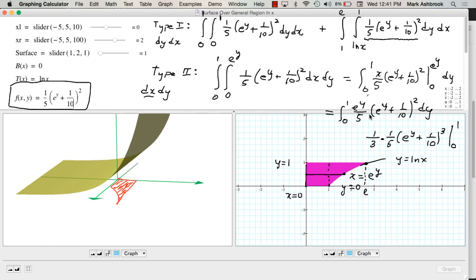And this can be 0, minus 0, right? When you plug 0 in here, that just all goes away. So all you need is the e to the y plugged in. So then we got it. Yeah, 1/15 e plus 1/10 cubed minus 1/15 times 1 plus 1/10 cubed.